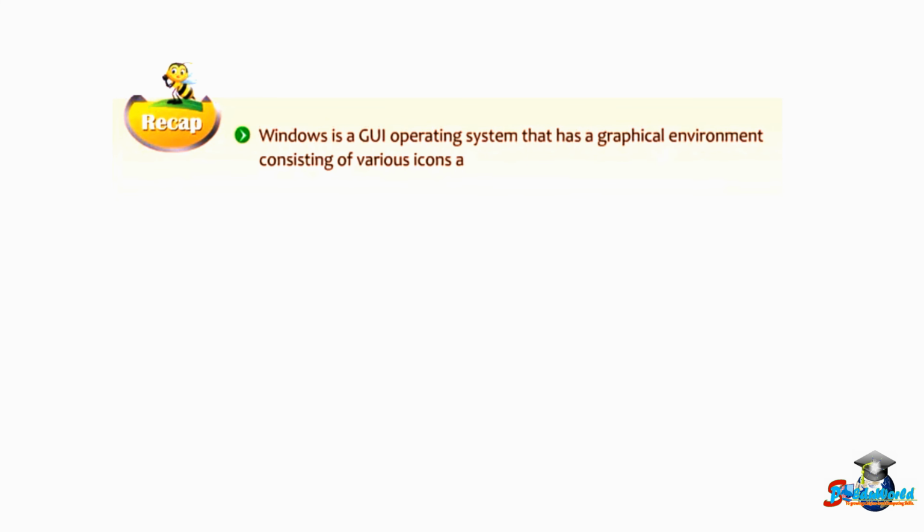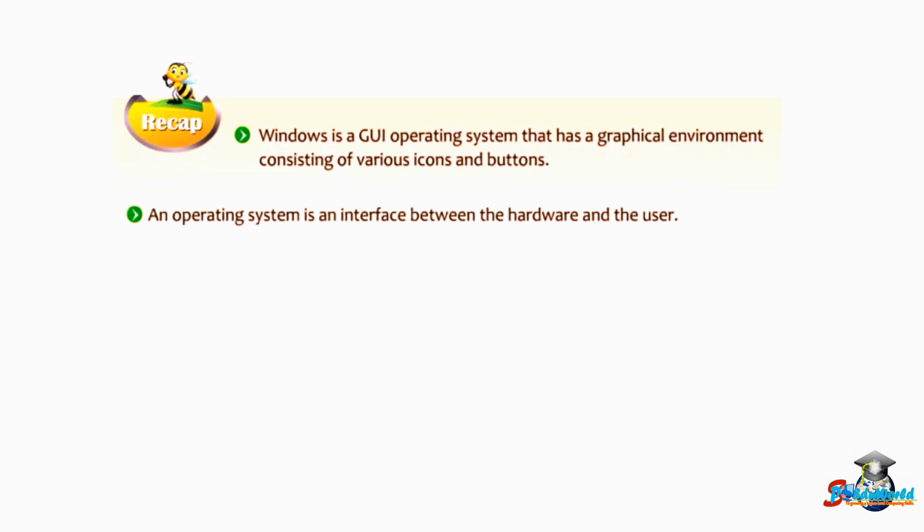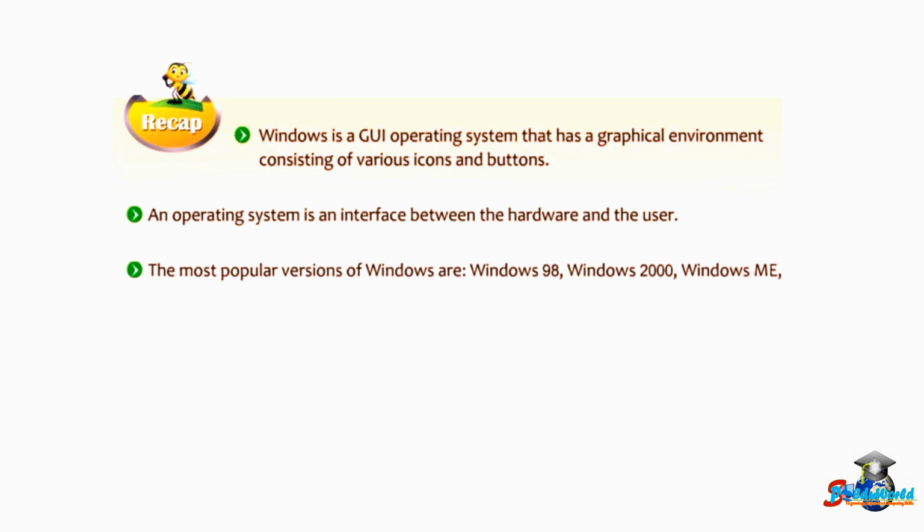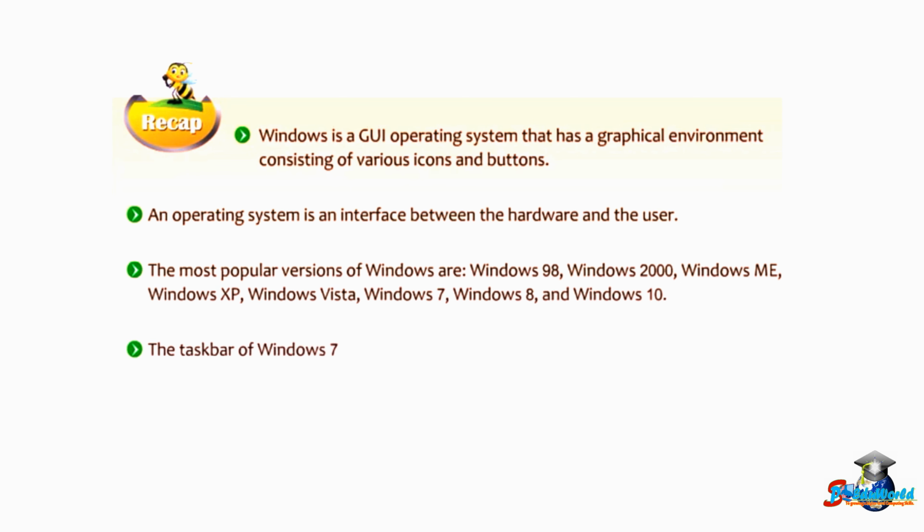Okay students, let us take a recap of this chapter. Windows is a GUI operating system that has a graphical environment consisting of various icons and buttons. An operating system is an interface between the hardware and the user. The most popular versions of Windows are Windows 98, Windows 2000, Windows ME, Windows XP, Windows Vista, Windows 7, Windows 8 and Windows 10.